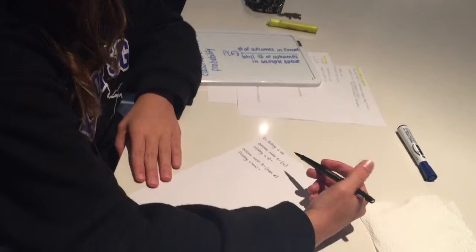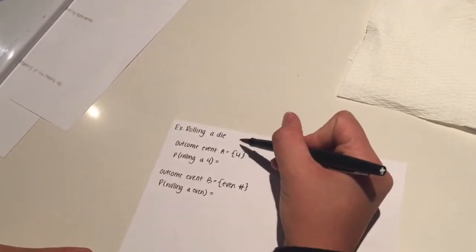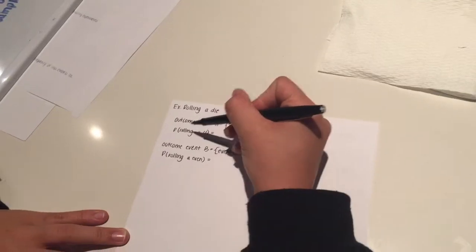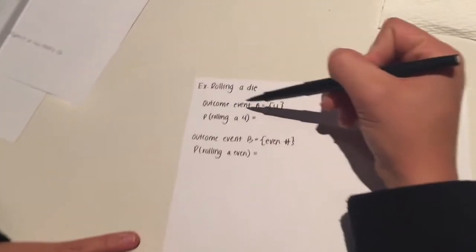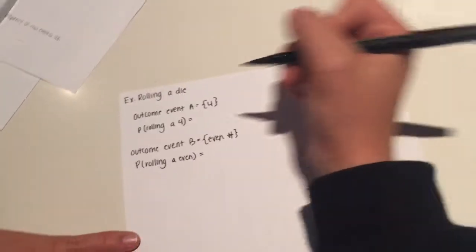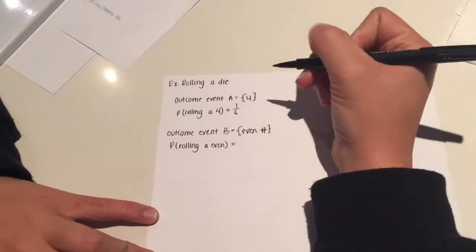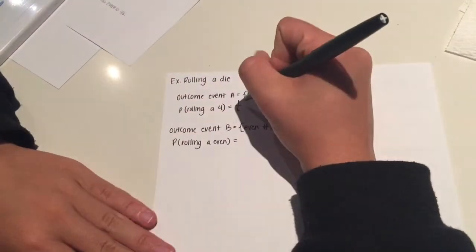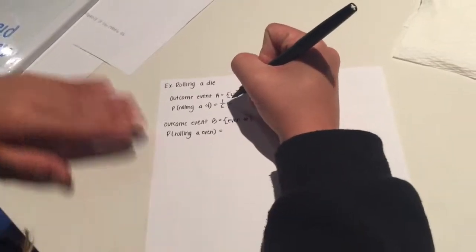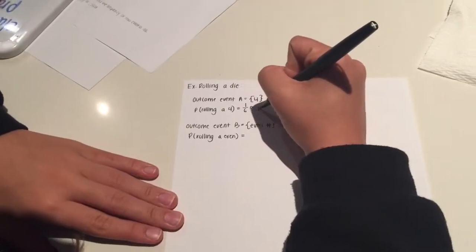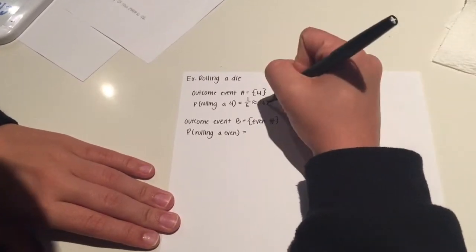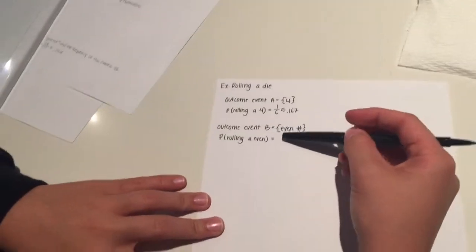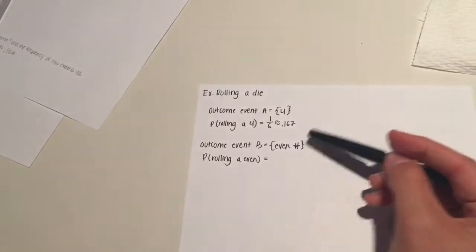So the example we'll be using is rolling a die. The outcome event I chose is to roll the number 4. The sample space is 1 through 6. So P(rolling a 4) is going to be 1 out of 6, because there is one number 4 and there are 6 possible faces to land on. And this is approximately, in decimal, 0.167.